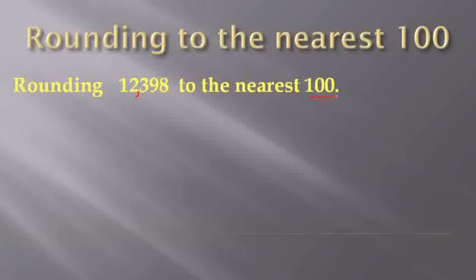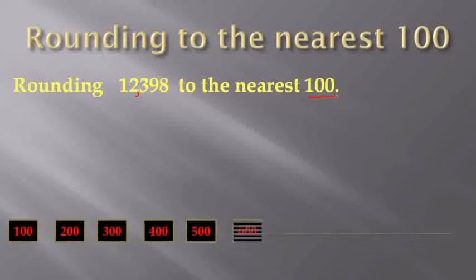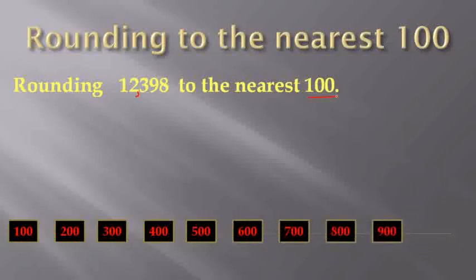So the first task is to write multiples of 100: 100, 200, 300, 400, 500, 600, 700, 800, 900 and 1000. Now just concentrate on the last three digits, because we have to round to the nearest 100. So see, this 398 lies between which two multiples of 100? It is greater than 300 and smaller than 400, so it will lie between 300 and 400.